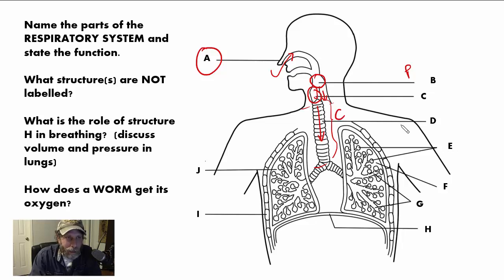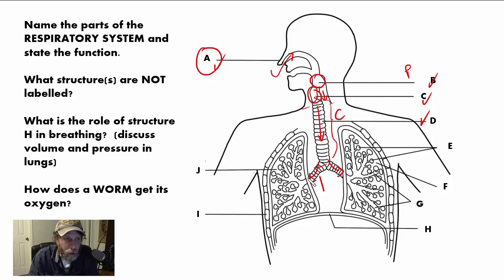So this is the trachea, that's structure D. We've done all these guys. All right, and then it's going to split off into the 2 branches. Now, the 2 branches aren't labeled here, all right? But do you remember the name for one of the branches? That's a bronchus. There's a left and a right bronchus.